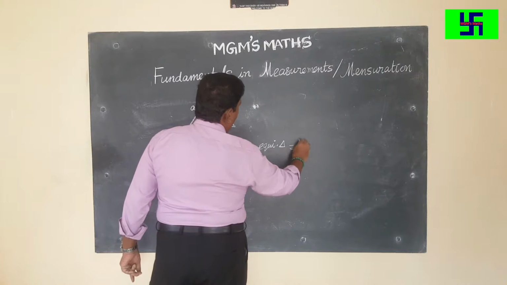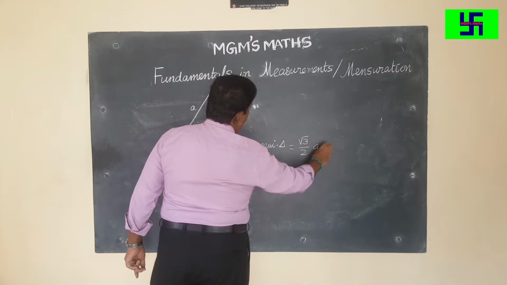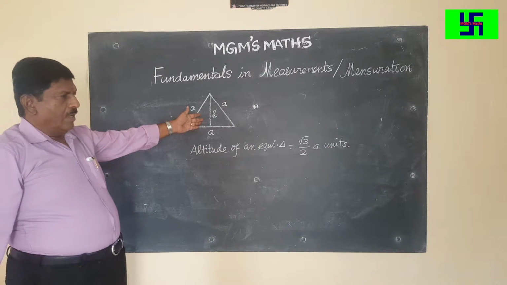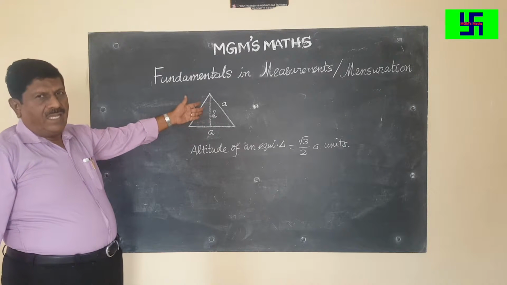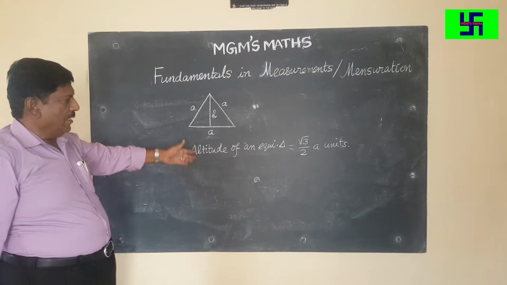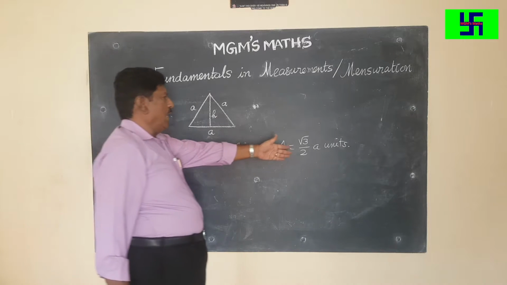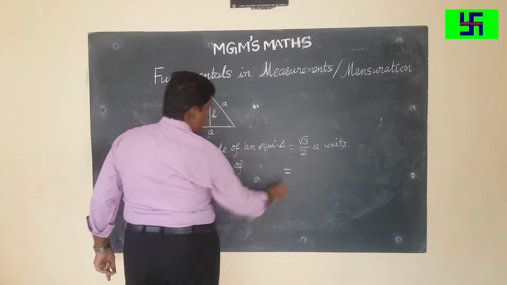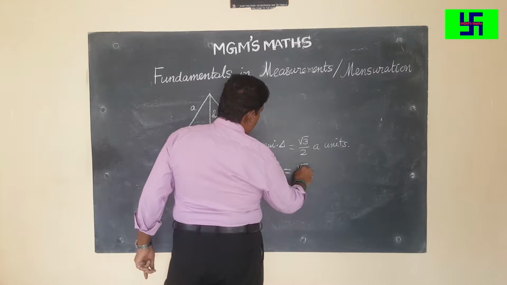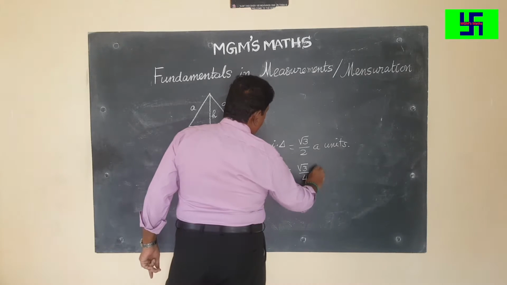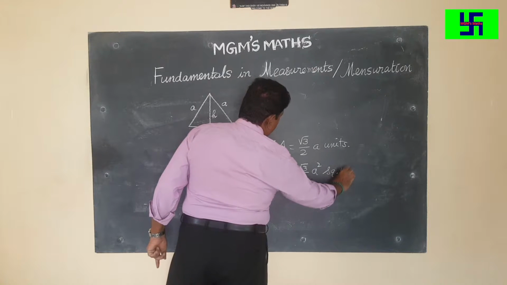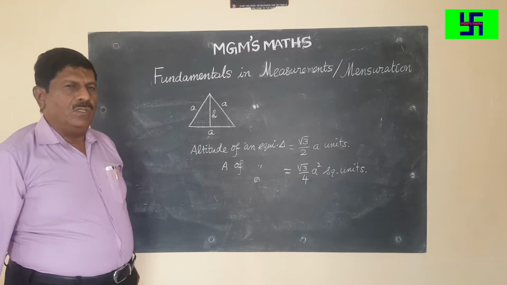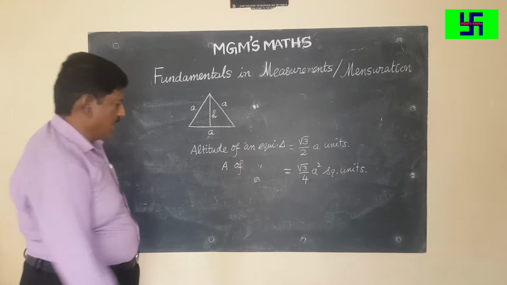is equal to root 3 by 2 a units. Altitude of an equilateral triangle or height of an equilateral triangle is equal to root 3 by 2 a units. Area of an equilateral triangle is equal to root 3 by 4 a square units. Root 3 by 4 into a square units.